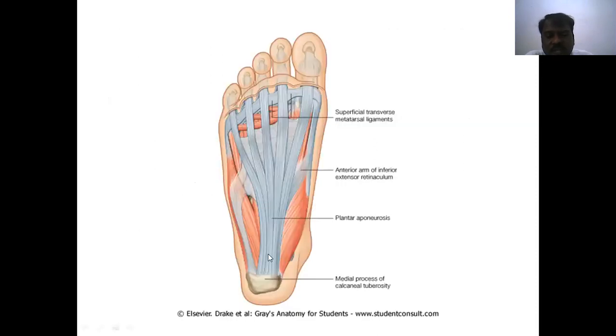Here we can identify the central part of the plantar aponeurosis. It takes origin from the medial tubercle of the calcaneus. It is a narrow band; when it goes anteriorly, it becomes wider and splits into 5 digital bands. These reach the respective digits, the phalanges.